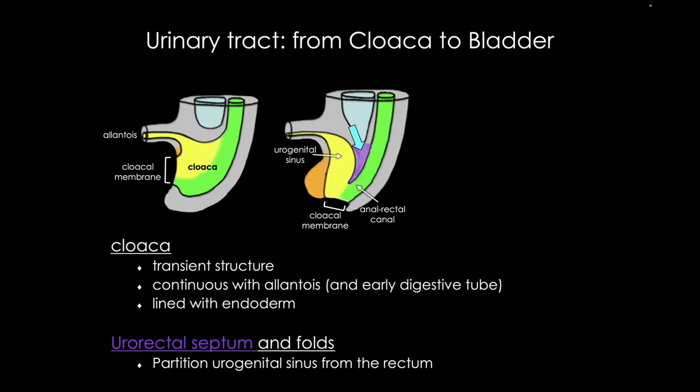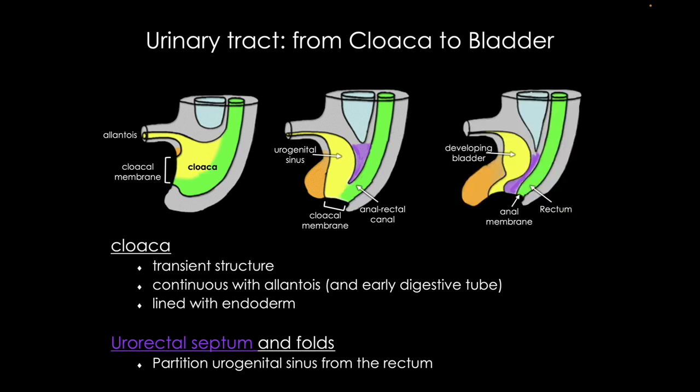It's going to grow down, and it's going to partition this urogenital sinus, seen in orange and yellow on the left, from the rectum, seen in green on the right. Now, I've shown this particular process in a typical XY embryo, but the process is very similar for typical XX folks as well.